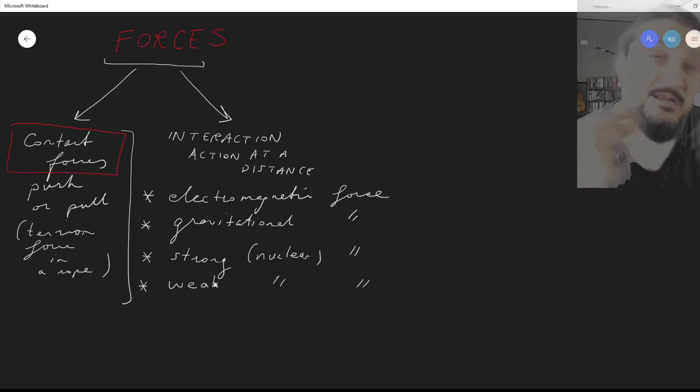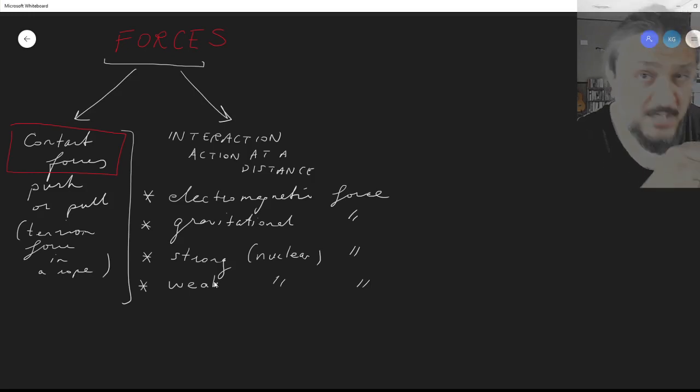Now, electromagnetic force is stronger than the gravitational forces because you can feel it. Bring a small magnet near another magnet, you can feel the force right away, right?